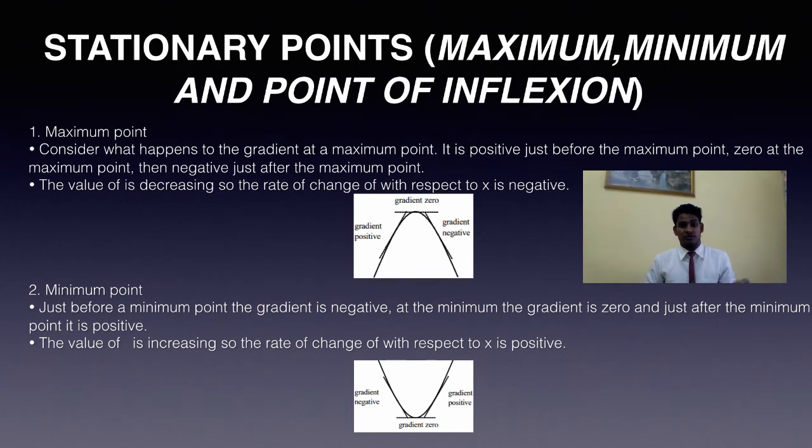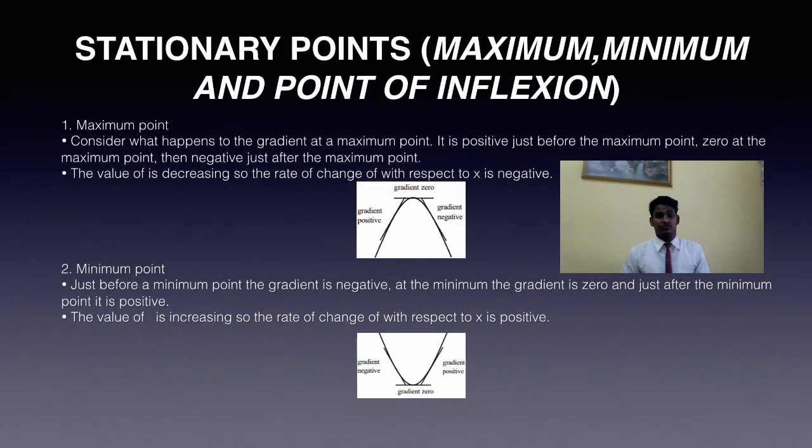First, the maximum point. Consider what happens to the gradient at the maximum point. As you can see in the diagram below, it is positive just before the maximum point, 0 at the maximum point, and negative just after the maximum point, which means the value of dy over dx is decreasing, so the rate of change of dy over dx with respect to x is negative.